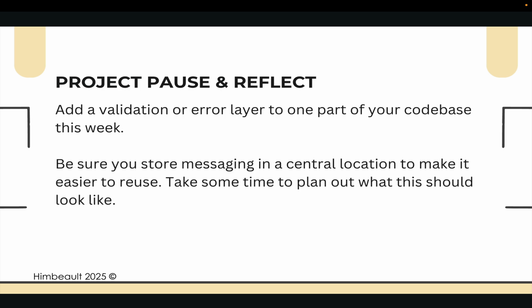So if you haven't done so yet, this is a really good time to pause and reflect and add a validation or error layer to a part of your code base. This might be a standalone layer, or it might be a sublayer within one of your packages, and both are okay. It just depends on your needs, right? Make sure that you're storing the messaging that you intend to use with your error layer in a central location, which means a file literally called stringconstants.java or whatever. Normally you'd use a config file, like maybe an XML or a JSON file, but we don't have to get that complex.